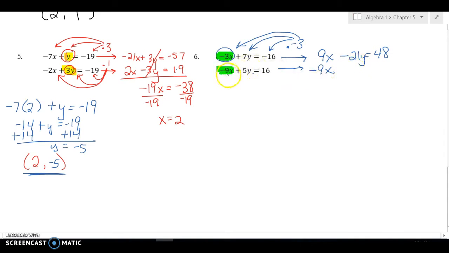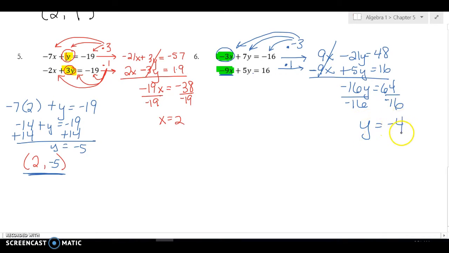Okay, so now what did I have to do to this 9x to get negative 9x? Nothing. It was the same. So this one, you're just multiplying by 1, which keeps everything the same, which is nice. So my 9x's are gone, and I get negative 16y is equal to 64. And I divide by negative 16, and so I get y is negative 4. So I just found the second answer.